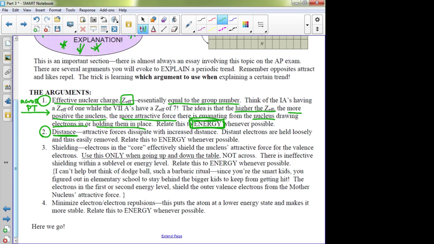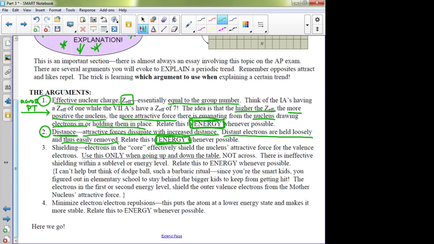How does distance affect my nucleus? Well, the further my electrons get away from the nucleus, what happens to the attractive forces? They dissipate, which just means it starts to decrease. It starts to go away. Which means my distant electrons are held loosely, and that means they can be easily removed. So now what's happened to the energy it takes to remove them? It's gotten lower. We're going to relate this to energy whenever possible.